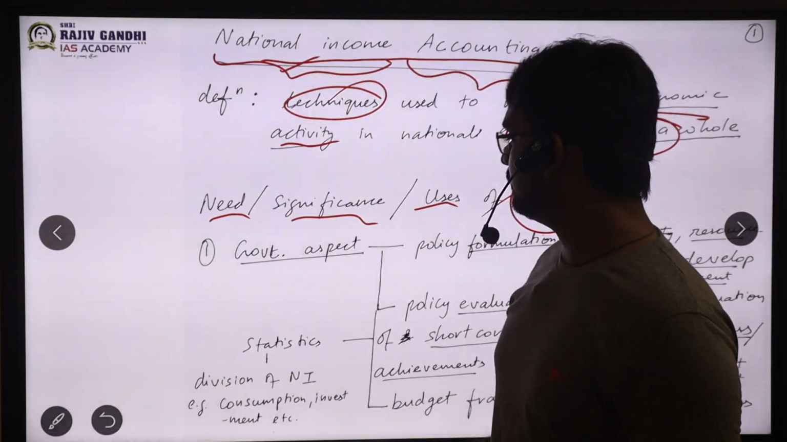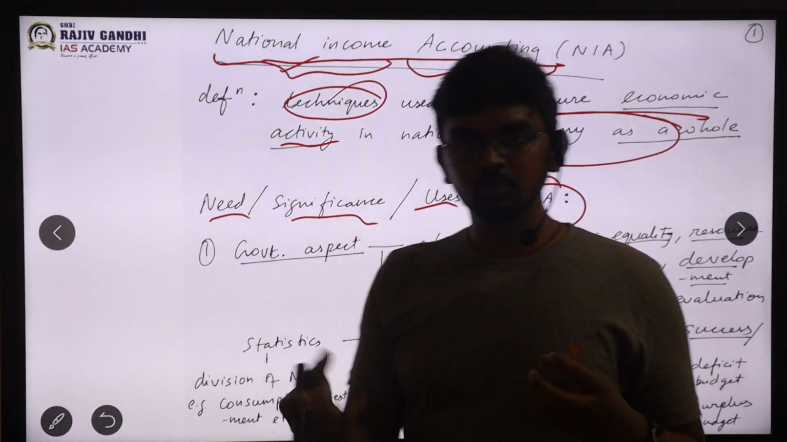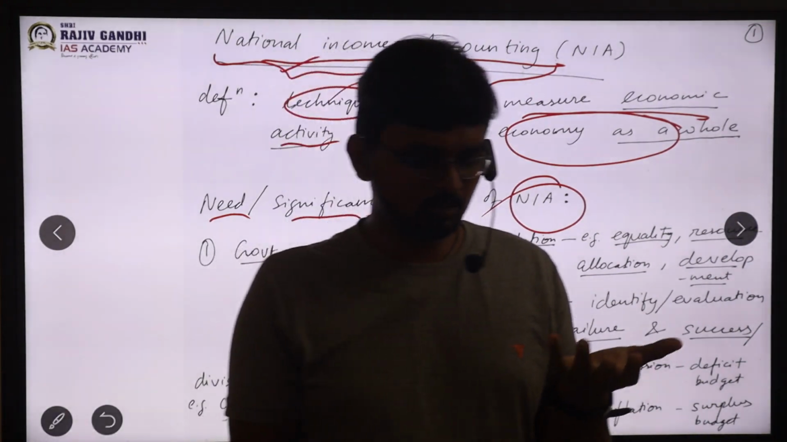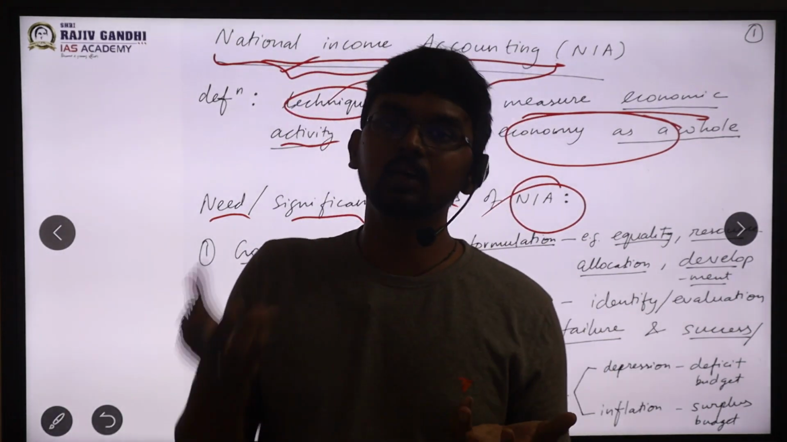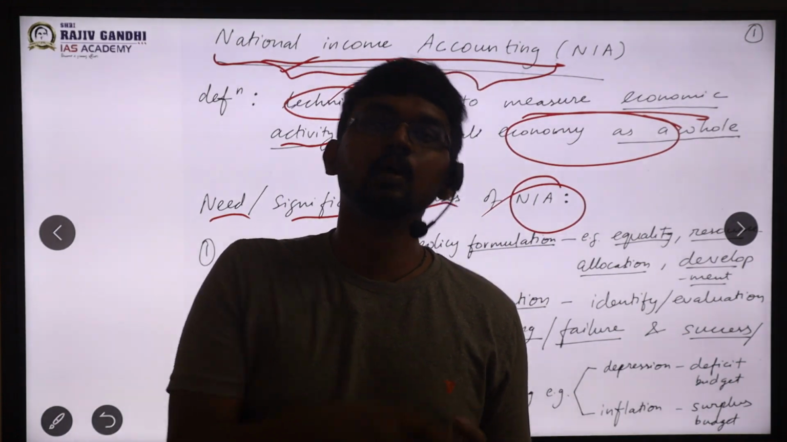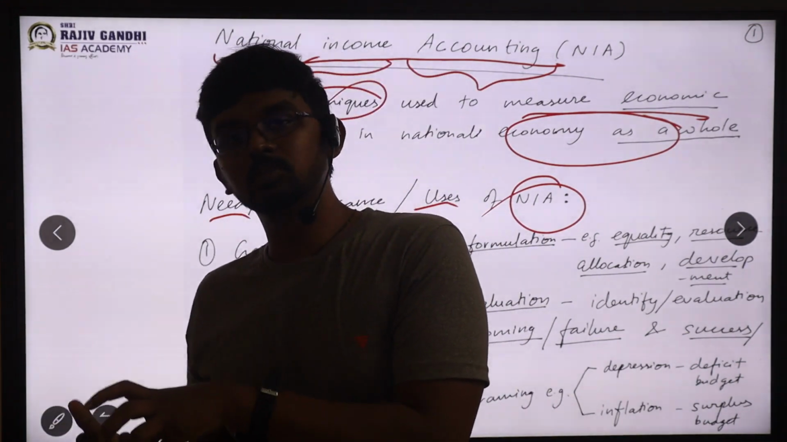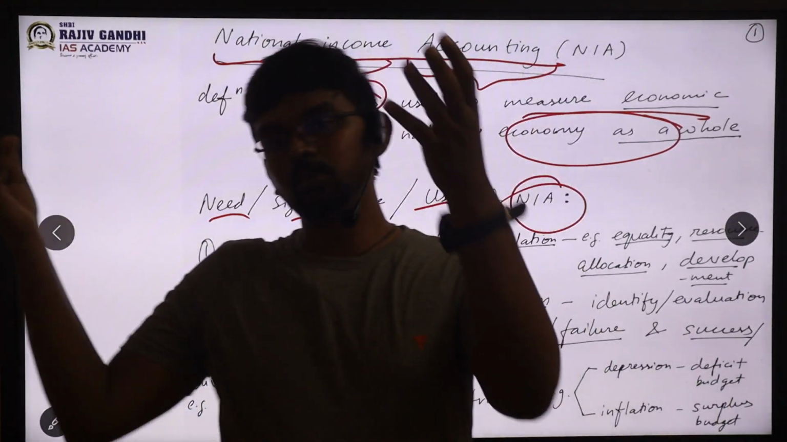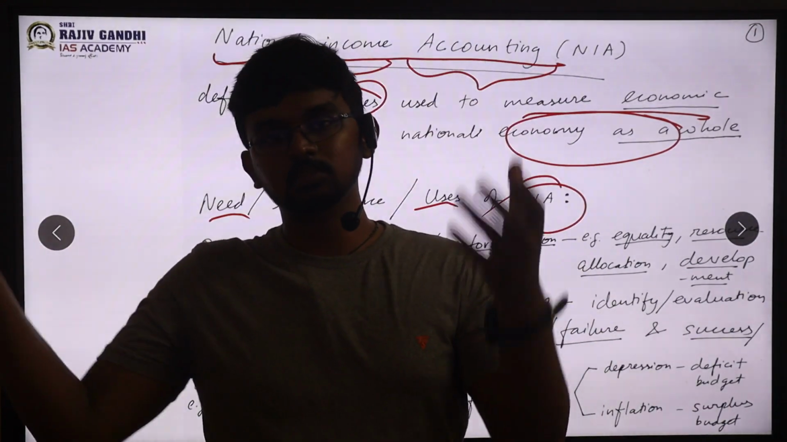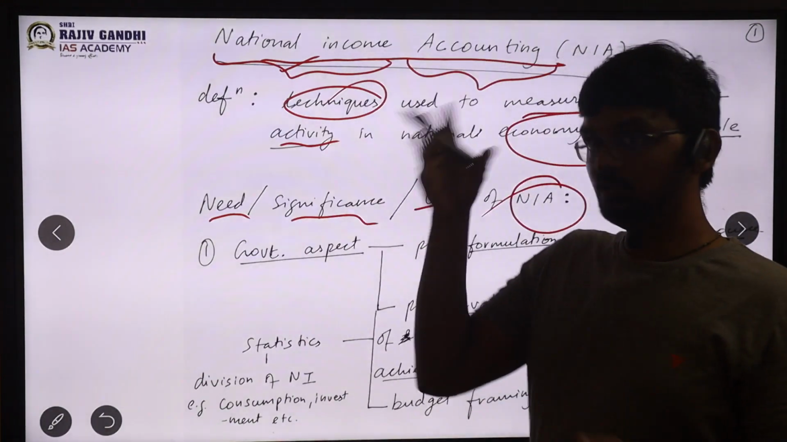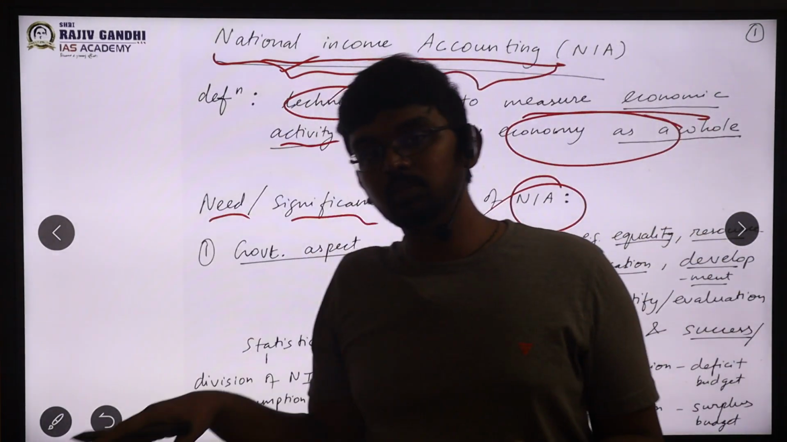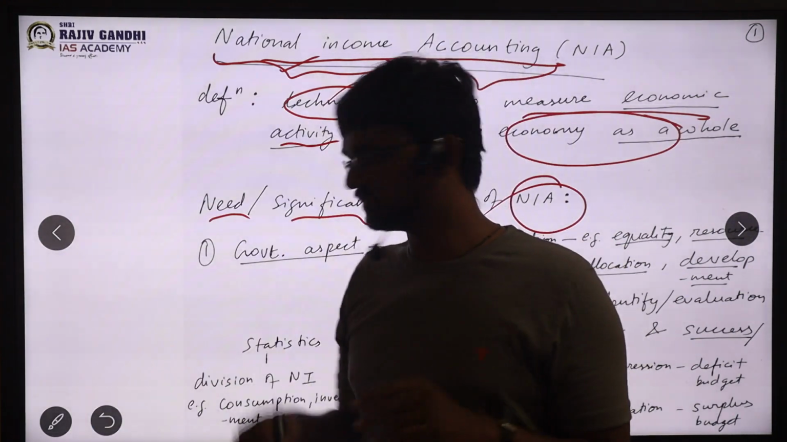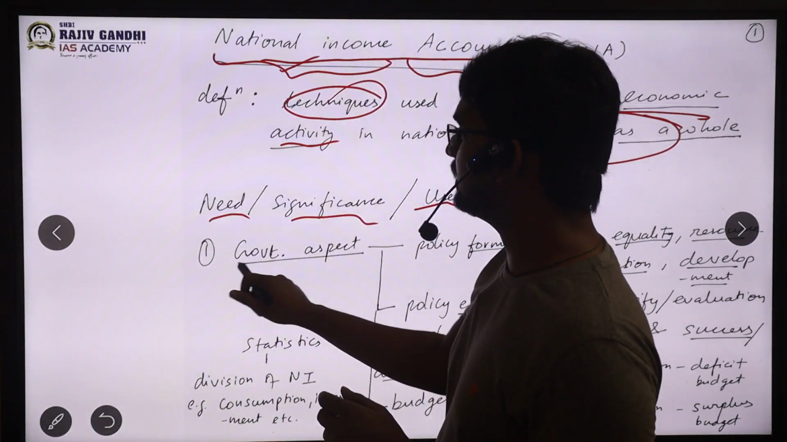In an economy we know there are two parties, government and business. So, how is national income accounting useful for government, for business, for individuals, for the international sphere, something like that. If you think along those lines, you will get more points. This is just the aspect for mains. So first we will be looking at the government aspect.